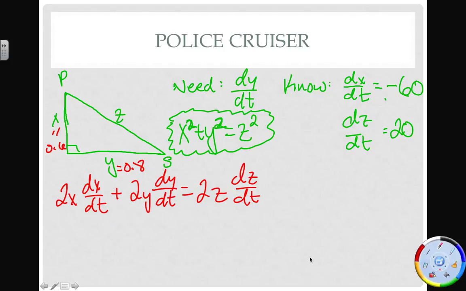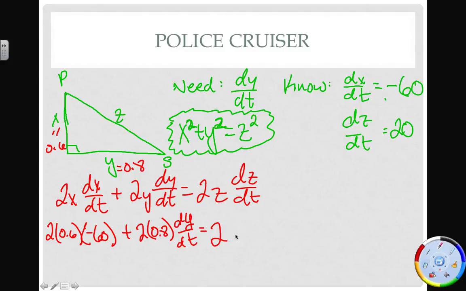And notice all the stuff that we know. So 2 times x, which is 0.6, dx/dt, which is negative 60, plus 2 times y. Technically, we could have gotten rid of all the 2's here, but I just forgot about it and left them. 0.8. Now, we don't know dy/dt. Here also, we don't know what the distance z is.